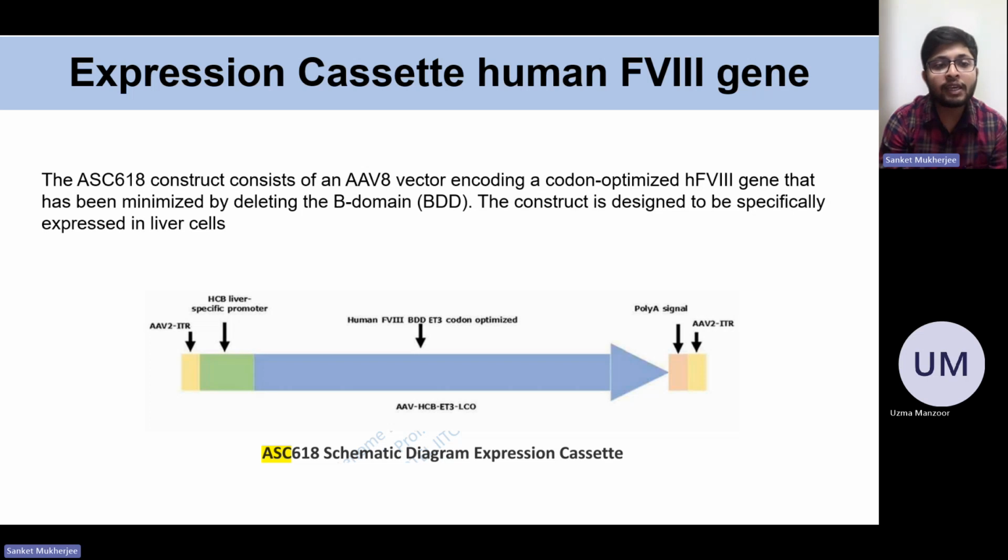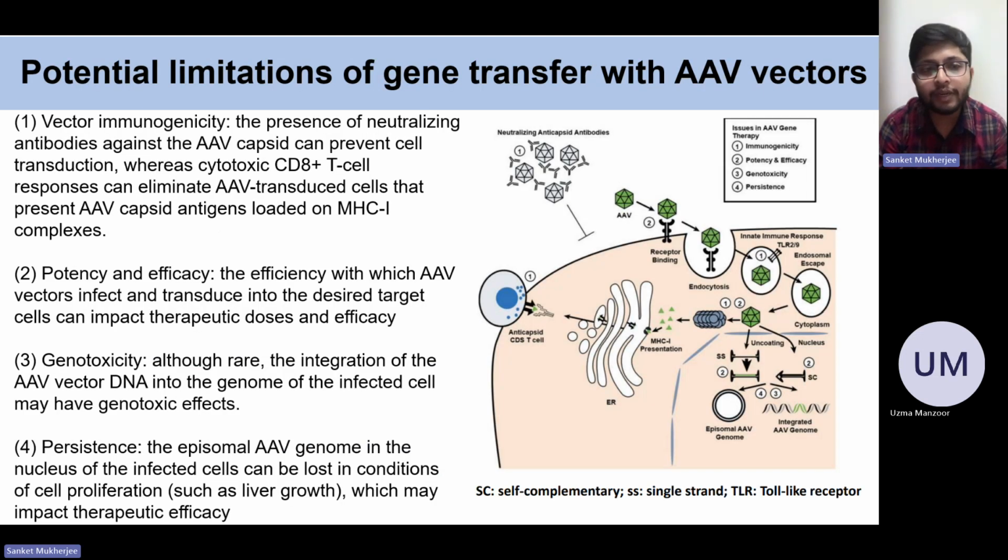This is the ASC618 construct that consists of an adeno-associated viral vector, AAV8 vector, encoding a codon optimized human F8 factor that has been minimized by deletion of the B domain. The construct is designed to be specifically expressed in liver cells. So let's see what the disadvantages of using an adeno-associated viral vector are.